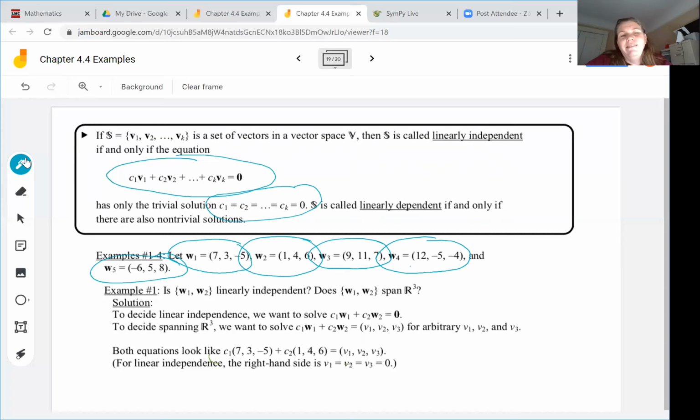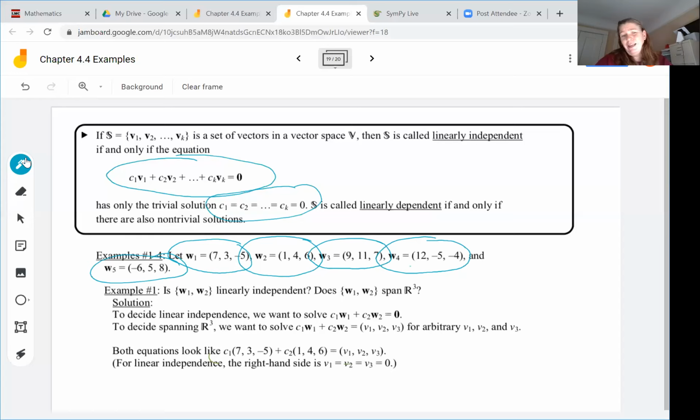So let's take a look at example 1. We're going to ask 2 questions here. Is the set W1, W2 linearly independent? And does the set W1, W2 span R3? So we have 2 things to determine here.